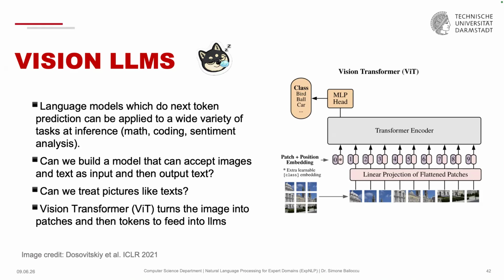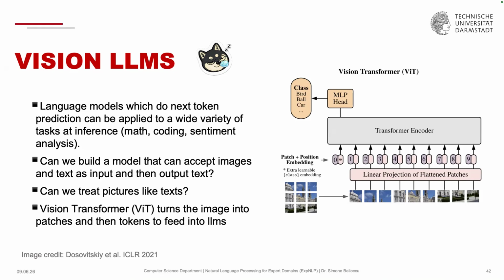So we saw that language models are capable of doing many things. For example, they can do coding, they can do math really well, they can do sentiment analysis. So there is this idea, if they're really good at doing plenty of tasks and basically it's a great architecture, can they handle images as well? Can we feed images into them and get something meaningful out of them?